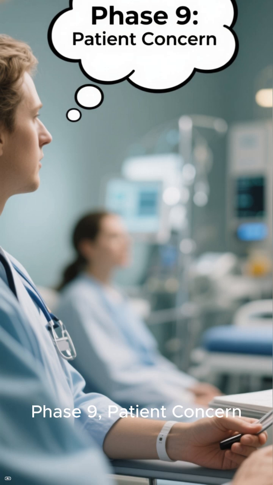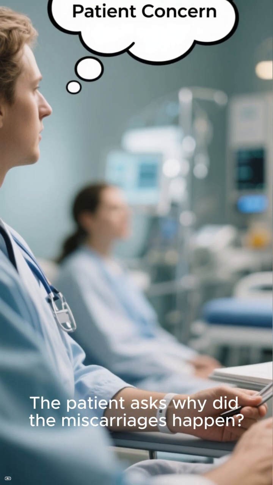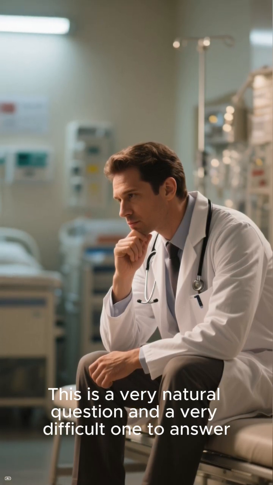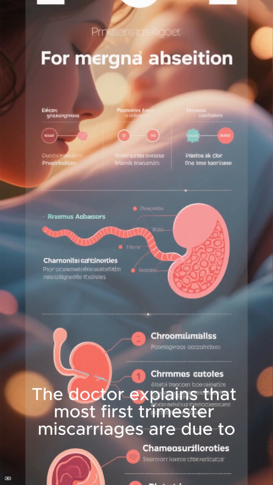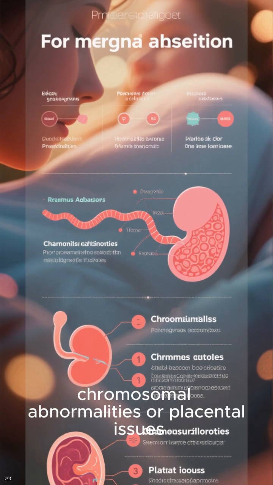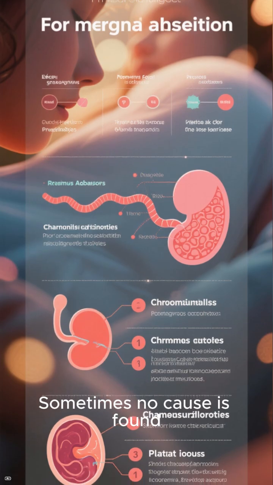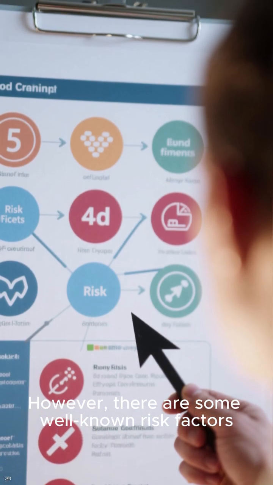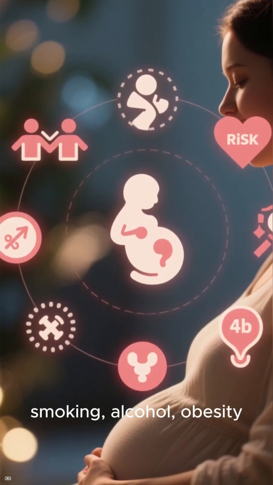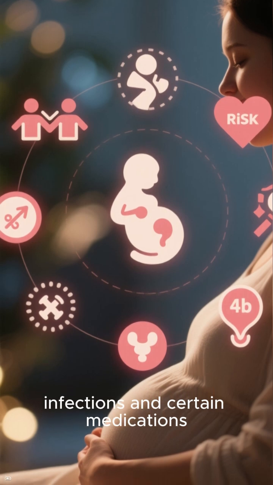Phase 9, patient concern. The patient asks, why did the miscarriages happen? This is a very natural question and a very difficult one to answer. The doctor explains that most first trimester miscarriages are due to chromosomal abnormalities or placental issues. Sometimes no cause is found. However, there are some well-known risk factors, including maternal age over 35, smoking, alcohol, obesity, infections, and certain medications.